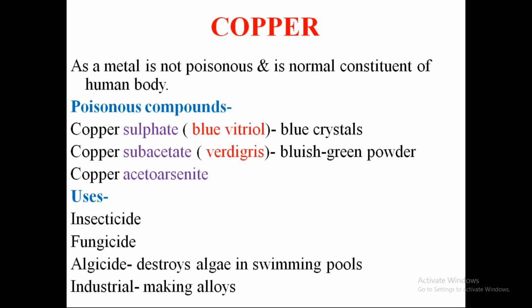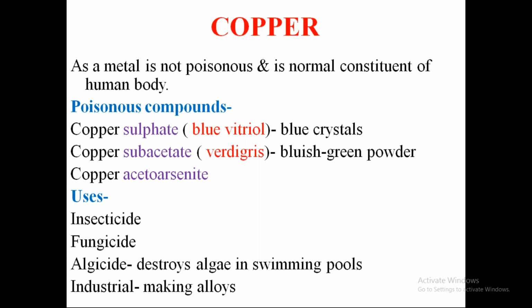We have some poisonous compounds of this copper metal. One is copper sulfate, which is known as blue vitriol because of the blue crystals. Then we have copper subacetate, the other name is verdigris, which is a bluish green powder. And the third one is copper acetoarsenite. So we have sulfate, subacetate, and acetoarsenite.